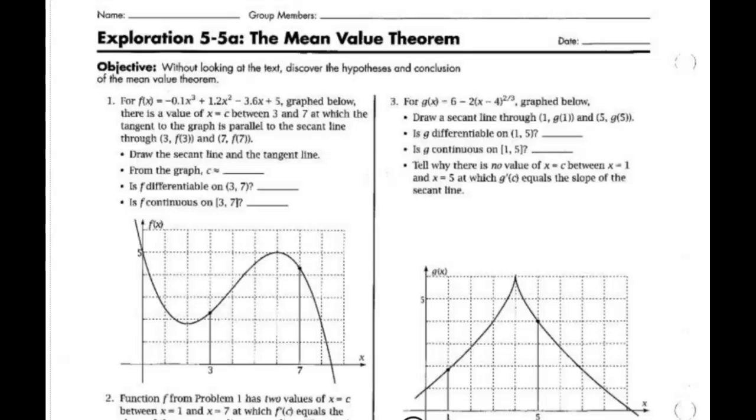And that just means that the average rate of change equals the instantaneous rate of change, or the slope of the tangent line equals the slope of the secant line. So we first are going to draw the secant line and the tangent line.